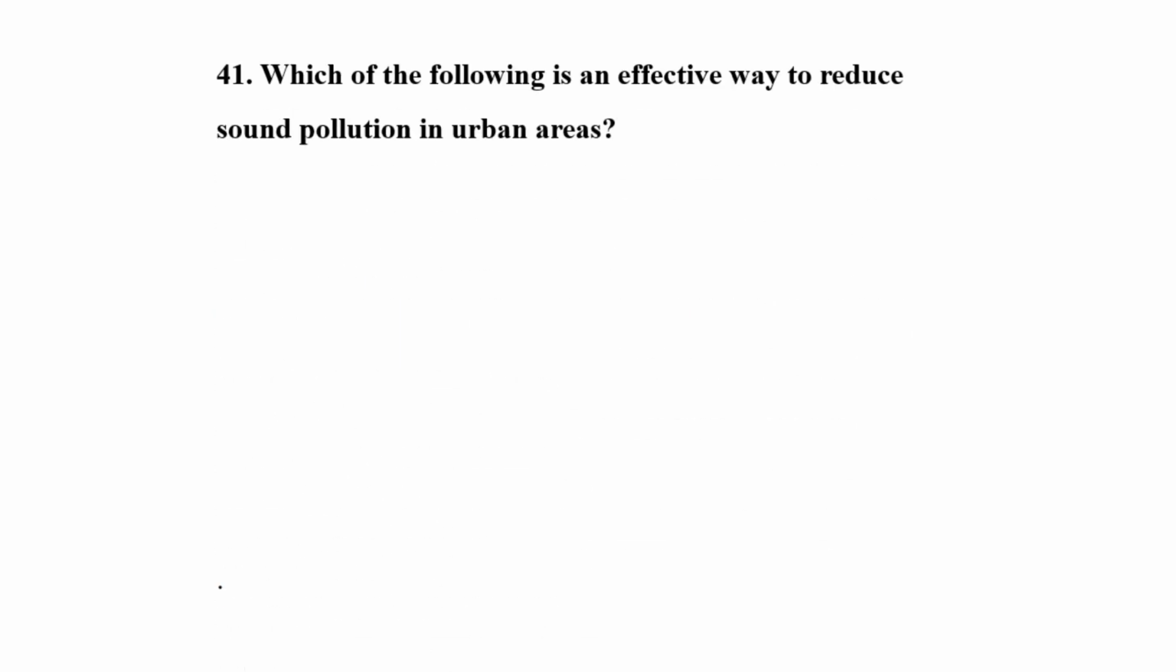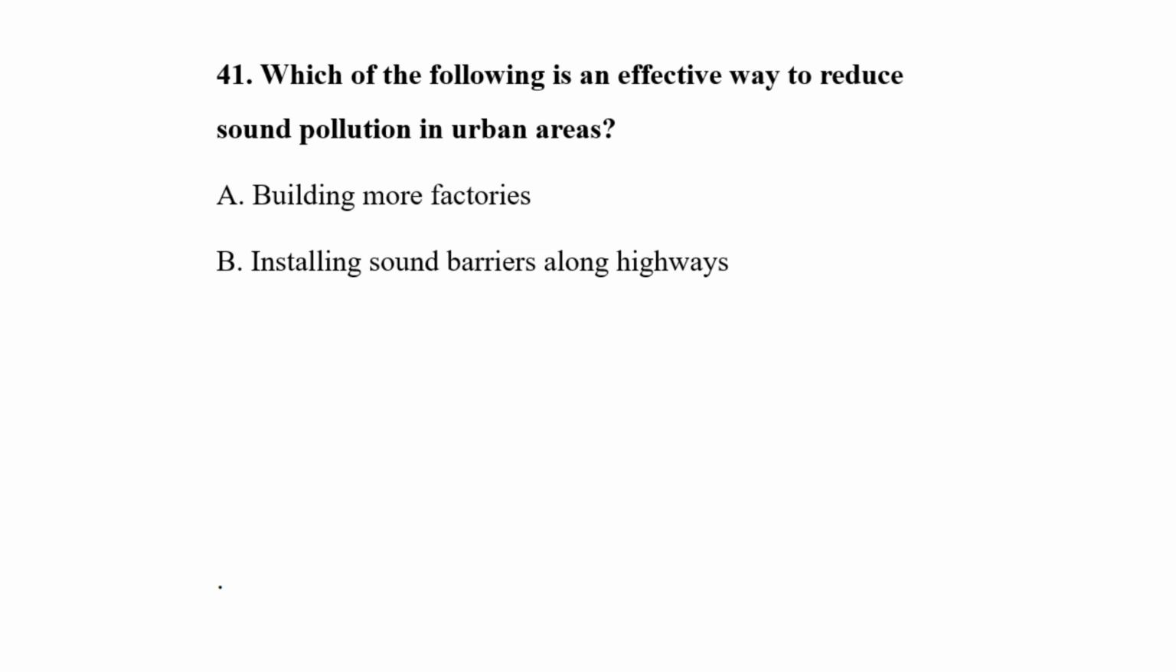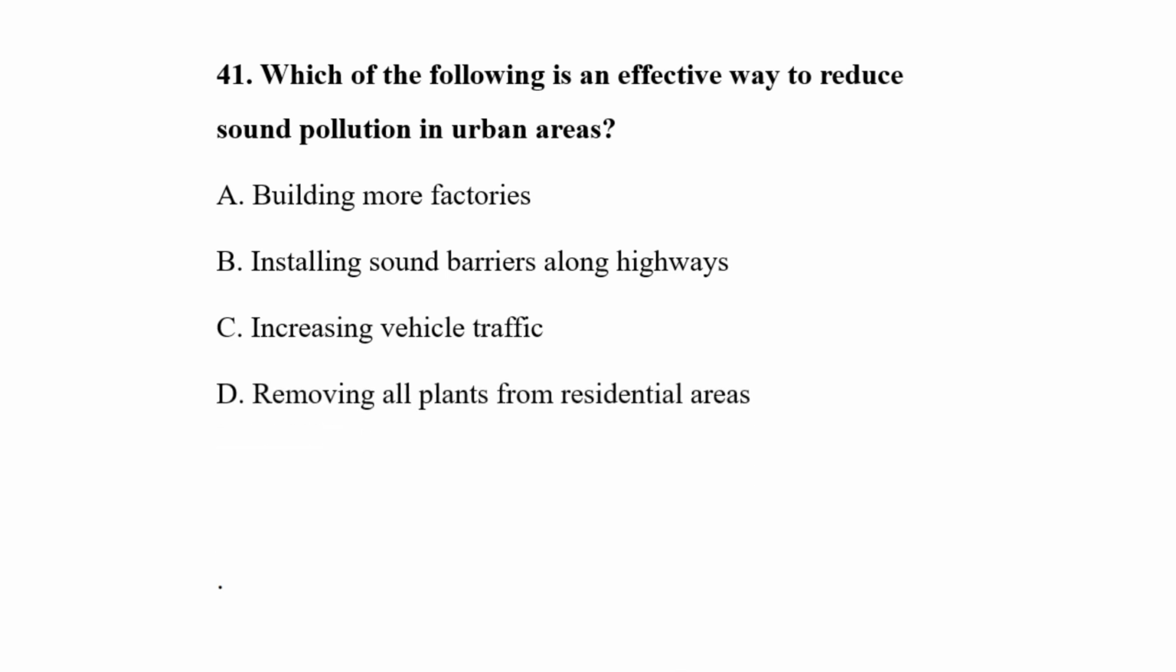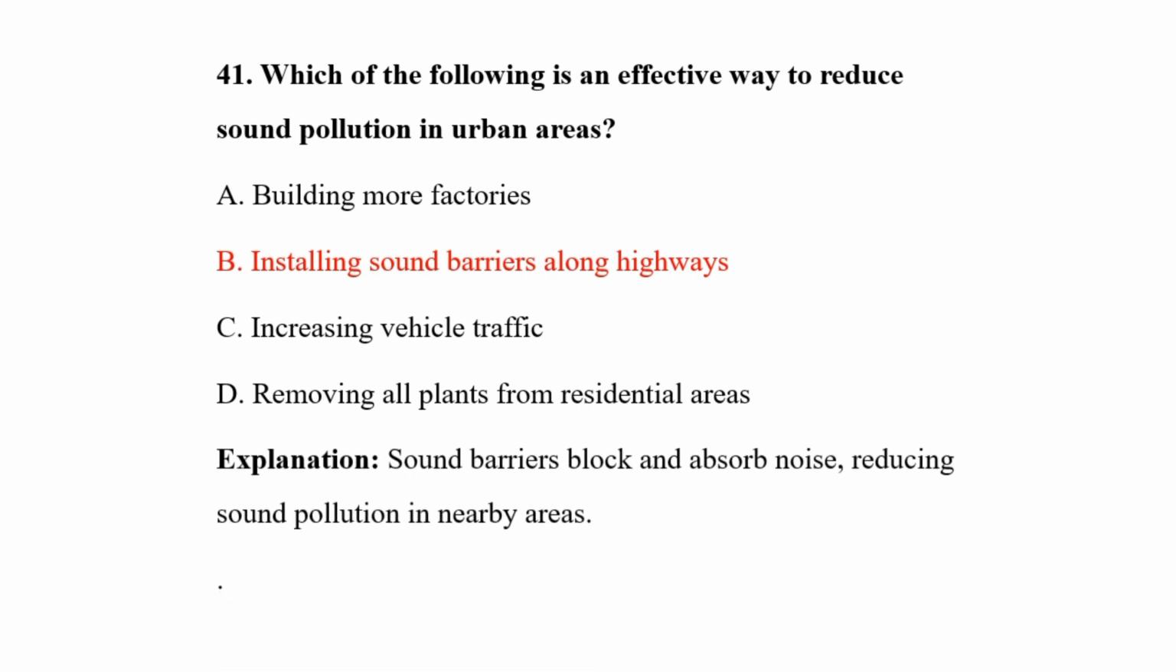Question number 41. Which of the following is an effective way to reduce sound pollution in urban areas? A. Building more factories. B. Installing sound barriers along highways. C. Increasing vehicle traffic. D. Removing all plants from residential areas. The answer is installing sound barriers along highways. Sound barriers block and absorb noise, reducing sound pollution in nearby areas.